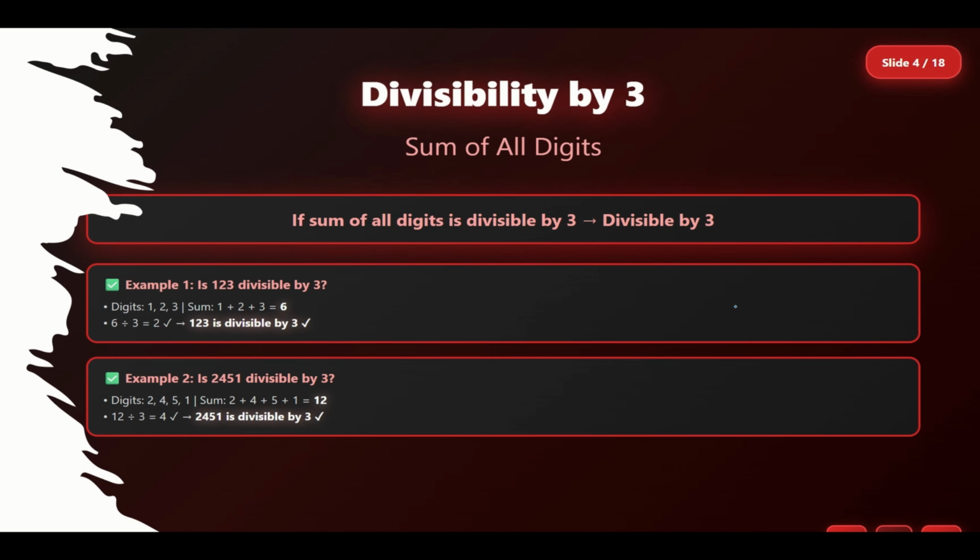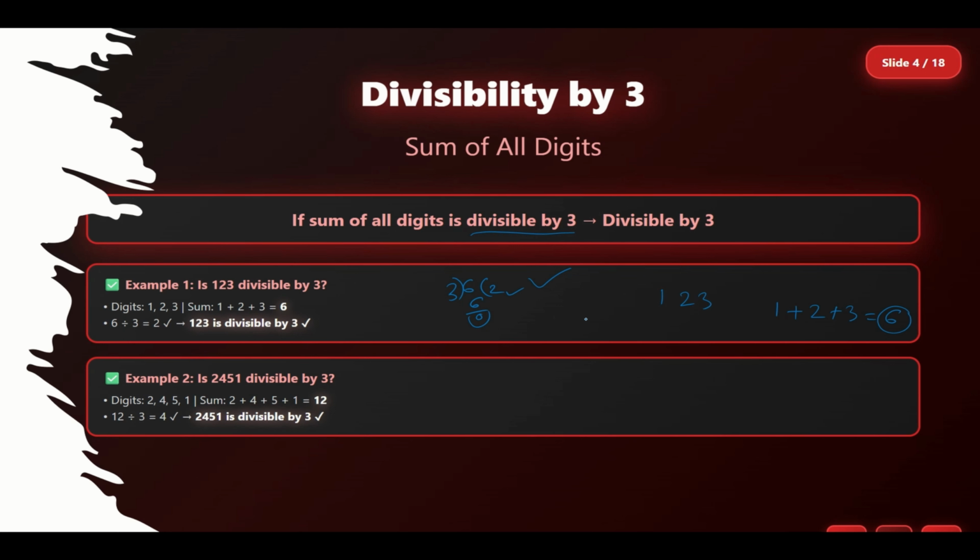Divisibility by 3. Listen carefully. Add all the digits of the number together. If the sum is divisible by 3, then the entire number is divisible by 3. Let's try it with 123. Digits are 1, 2 and 3. Add them up. 1 plus 2 plus 3. The sum is 6. Is 6 divisible by 3? Yes. 6 when divided by 3 we get 2 as the quotient. So 123 is divisible by 3.